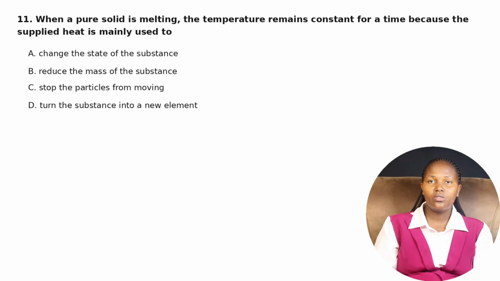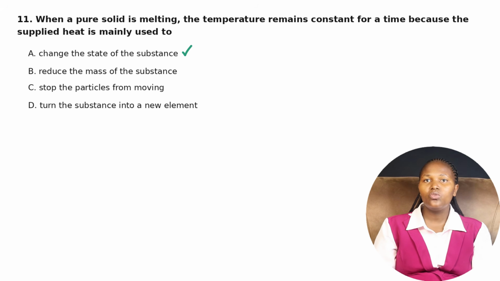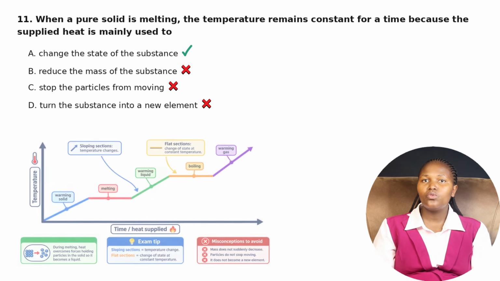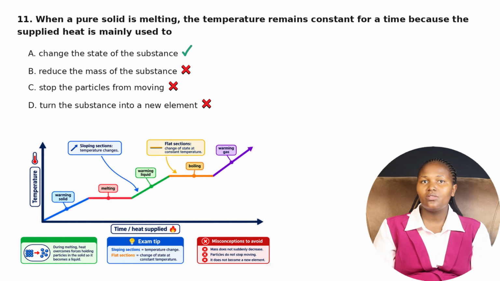Now this question is also very easy. The correct option is A, that the supplied heat is mainly being used to change the state of the substance. On a heating curve for a pure substance, the temperature rises while the substance is warming. During melting, however, there is a period when temperature stays constant even though heat is still being supplied. The energy is being used to overcome forces holding particles in their solid arrangement so that the substance can become liquid. A similar flat section may occur during boiling.